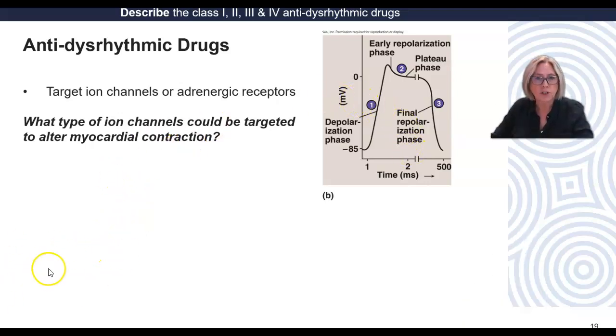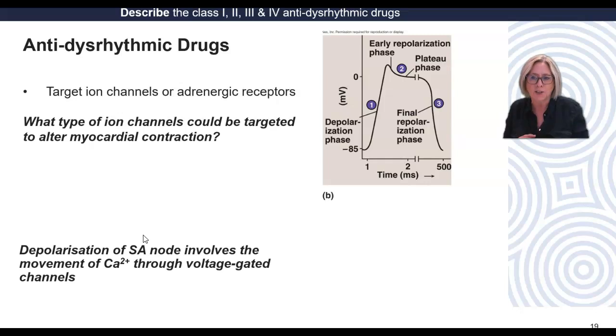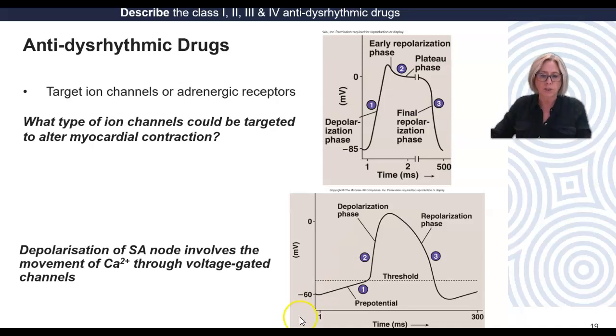We also have the action potential at the sinoatrial node, and this is a spontaneously generated action potential that sets the pace of the heart. And what I need you to know to understand some of these anti-dysrhythmic drugs is that depolarization of the SA node involves the movement of calcium through many voltage-gated channels. So here we're looking at the action potential. We have this pre-potential that forms. Remember, this is a spontaneously generated action potential. So this pre-potential, which is this sort of gradual sort of increase towards zero in terms of millivolts.